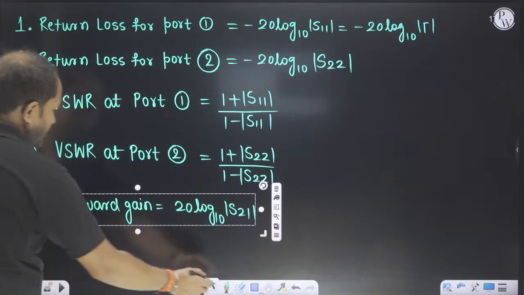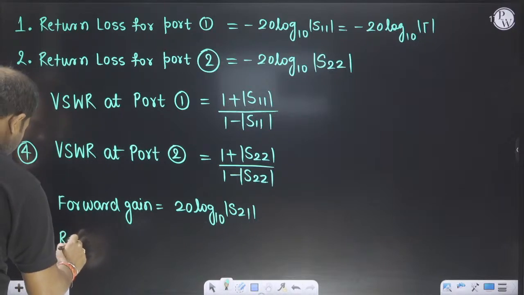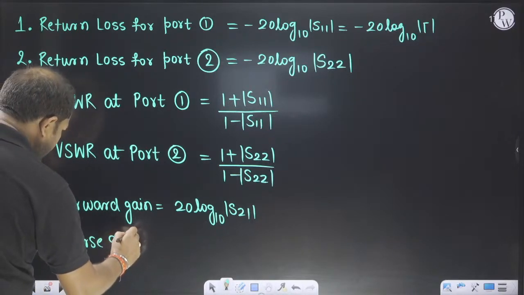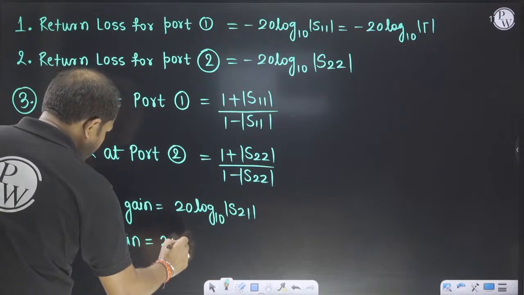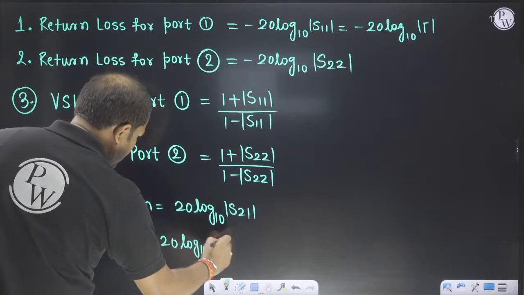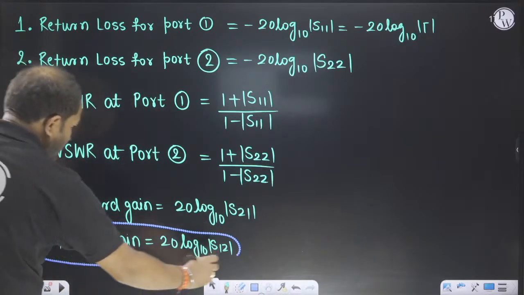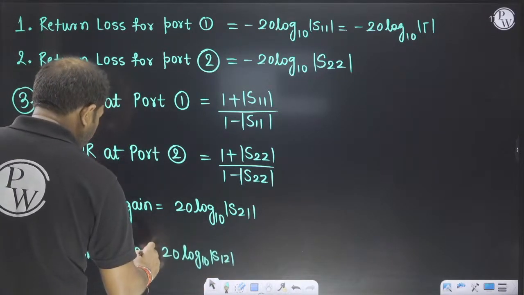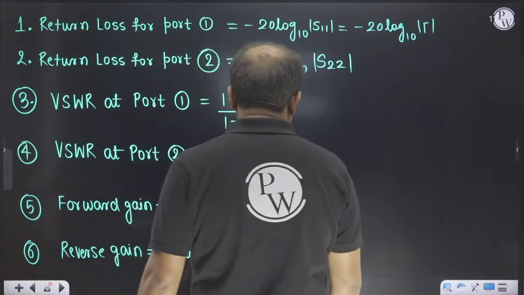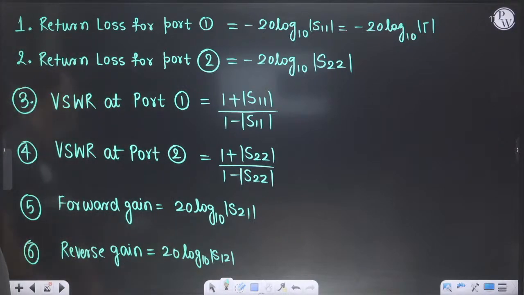Then we have the sixth point, reverse gain. What is reverse gain? Reverse gain is equal to 20 log 10 magnitude of S12. So this is 20 log 10 of S12 magnitude. These are all the points: forward gain, reverse gain, everything.